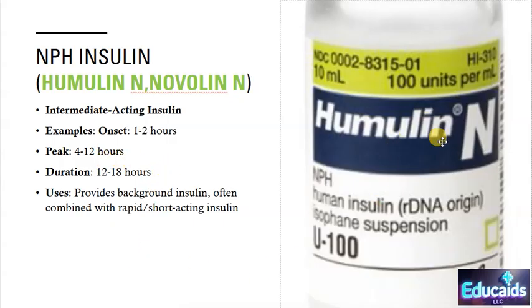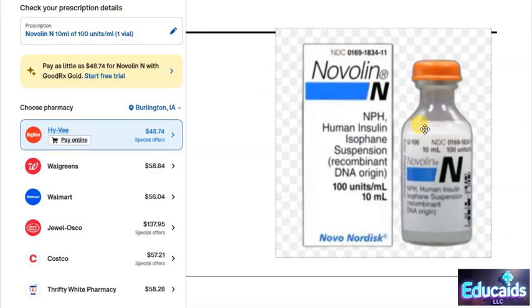So a lot of times we don't see this by itself. We see it combined with something, and we'll go over that later. But just know that N is the cloudy one, and it's intermediate acting. Here are some more examples. So we have Novolin N. We've got the pronounced N right there, and how much a vial of it costs.